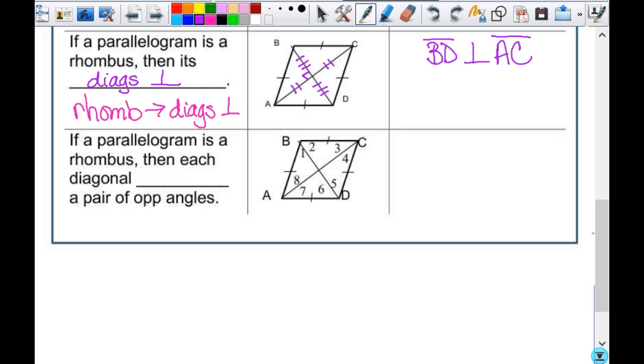So I know that I've got four little congruent triangles, right? And these are all right angles. And then I know that I can say angle 7 and angle 3 are congruent. Because why? What kind of angle pair is that? Alternate interior angles. We know they're congruent, right?